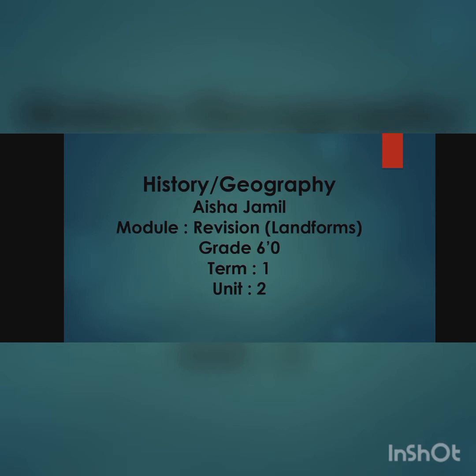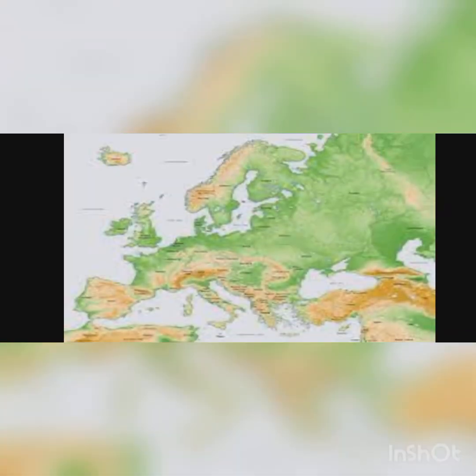The module today we are going to discuss is the revision of landforms from the geography portion, and this is for grade 6O. You are having your term 1 unit 2. First of all, we will shed light on what is topography. Basically, topography is the arrangement of the natural and artificial physical features of an area.